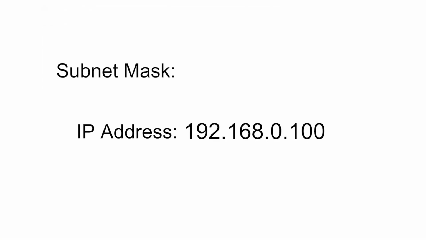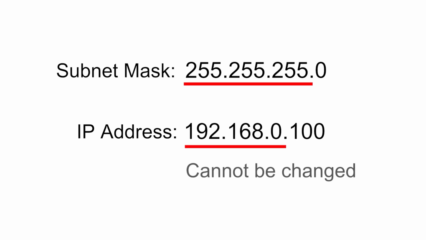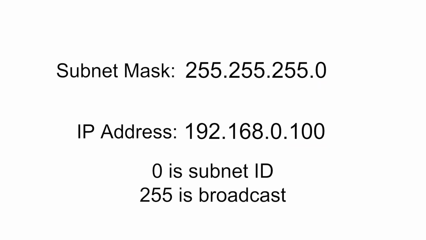Let's have a look at a couple of examples. In this example, the subnet mask we have been given is 255.255.255.0. This indicates that the first 3 parts of the address are for the network and cannot be changed. The last part can be changed, giving us a range of 0 to 255, or 256 numbers. This subnet mask allows for 254 unique devices on the network. We cannot use 0 because this is a subnet ID. We cannot use 255 as this is the broadcast address.